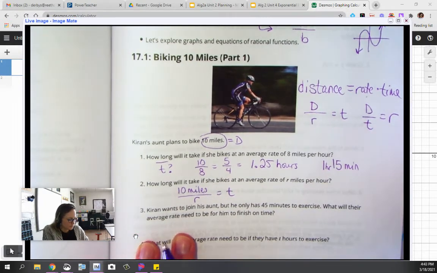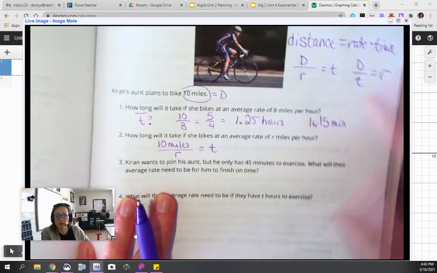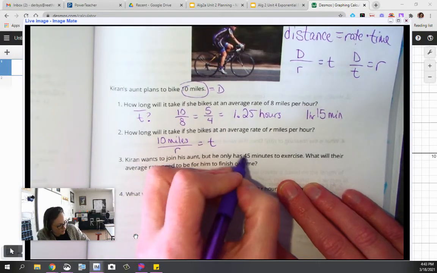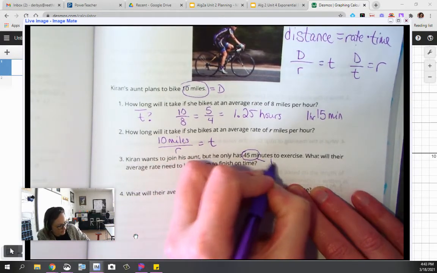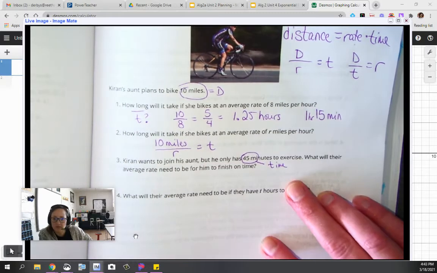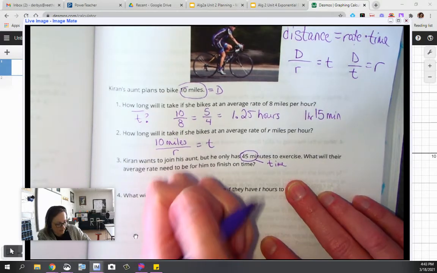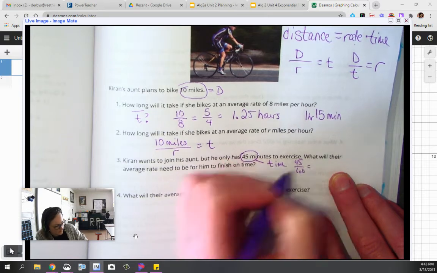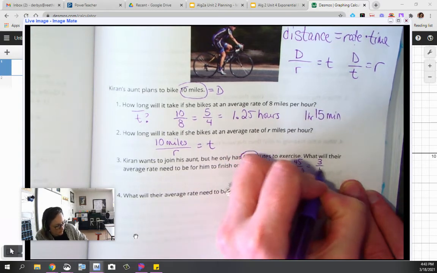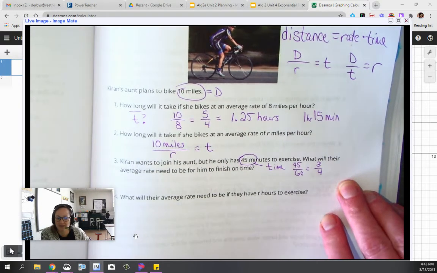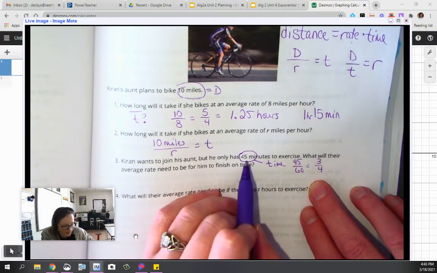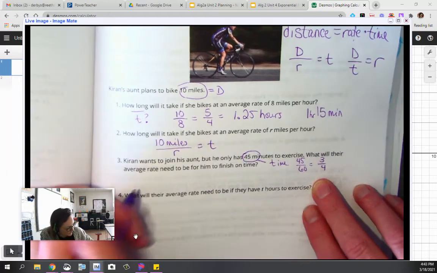Let's say Kieran wants to join his aunt, but he only has 45 minutes to exercise. What will their average rate be? So this time we know that the time is 45 minutes. Now 45 minutes out of 60 minutes is 3/4 of an hour. We can also think about that on a clock, right? The hands would go 3/4 of the way around for an hour of time if we're looking at 45 minutes only.